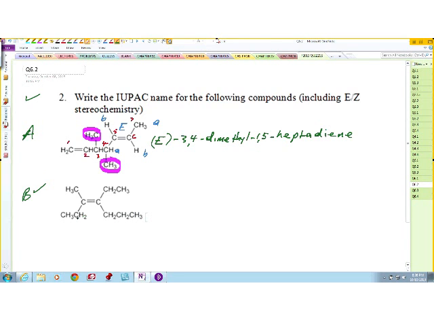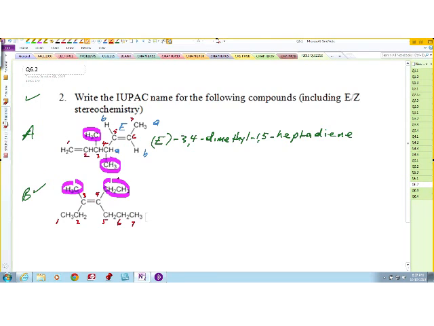Okay, let us look at this one. What will be the base name for this molecule? How many carbon atoms are in the longest carbon chain? 7, okay. You want to start numbering from here: 1, 2, 3, 4, 5, 6, and 7. Now you have the branches: a branch in position number 3, and another branch, which is an ethyl group, in position number 4. The next thing we need to do is determine the stereochemistry of this carbon-carbon double bond.